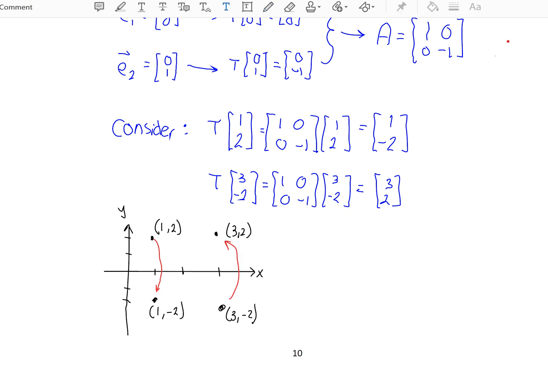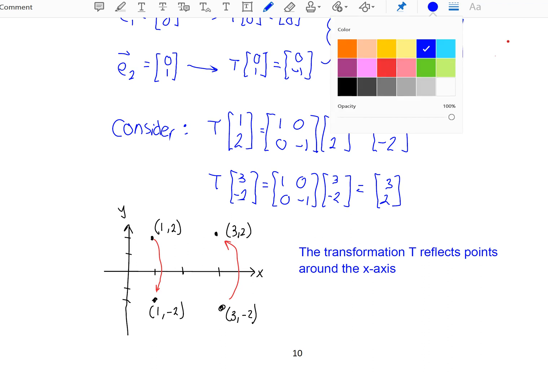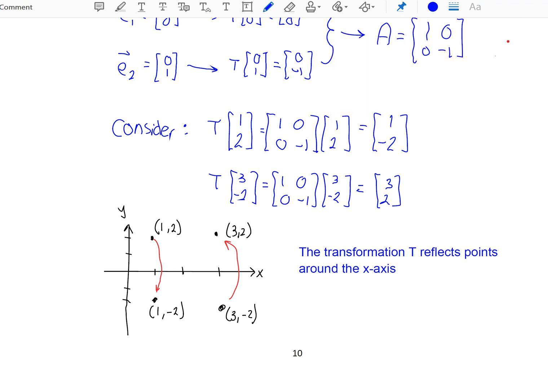I think what we want to see with this is that the transformation T reflects points around the x-axis. Anything that was above the x-axis will get reflected below. Anything that's below the x-axis will get reflected above the x-axis. So that's our geometric interpretation. Okay, let's look at another example.